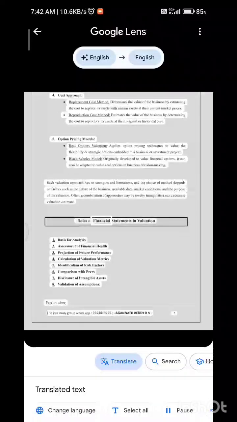Roles of financial statements in valuation. 1. Basis for analysis. 2. Assessment of financial health. 3. Projection of future performance. 4. Calculation of valuation metrics. 5. Identification of risk factors. 6. Comparison with peers. 7. Disclosure of intangible assets. 8. Validation of assumptions. Explanation.